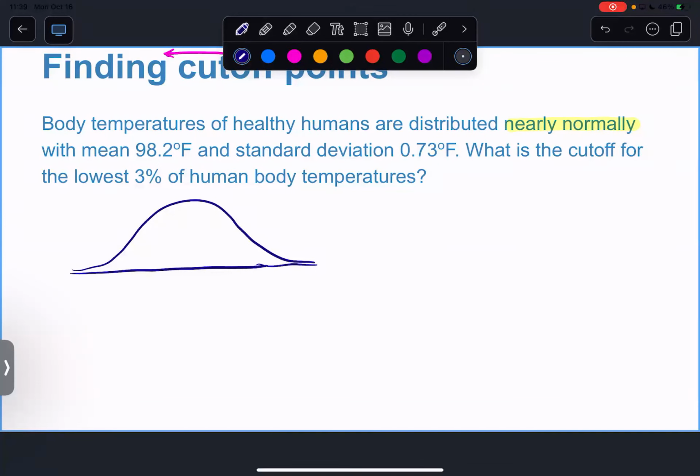Let's see here. What's the next step? You're going to draw the mean. The mean's always in the center, and you're going to draw it here, 98.2.